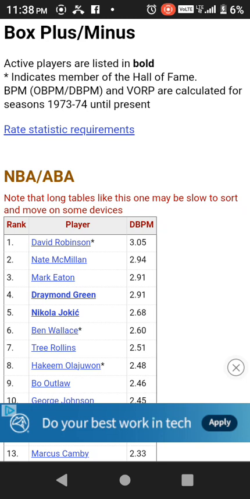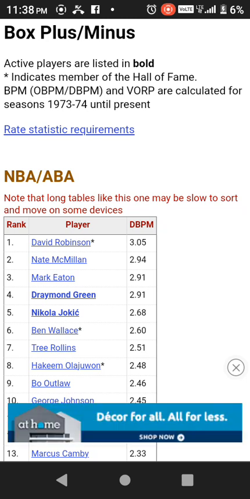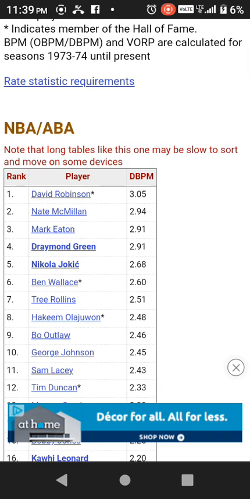Okay, you could give up less points when you're on the court than when you're off the court, right? But it could be due to the lineup that you're in. You know what I'm saying? Or the fact that you're a center and could be the only big man on there. Now, Nikola Jokic has fifth all time in defensive box plus minus, higher than Ben Wallace.